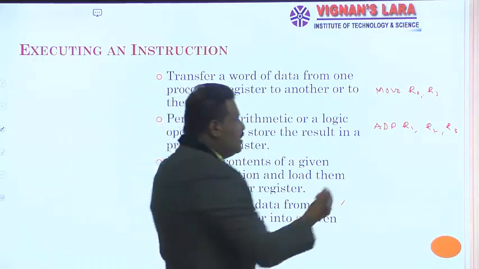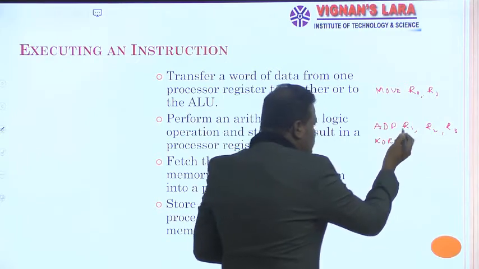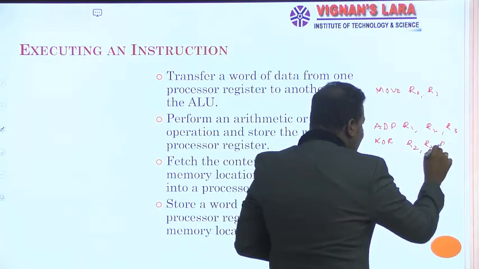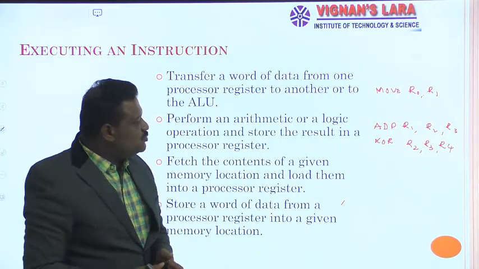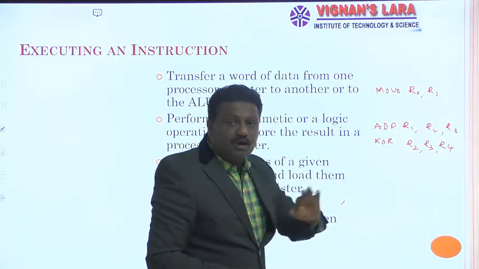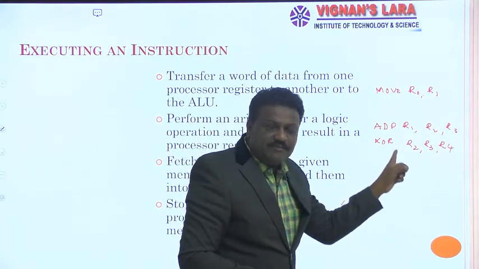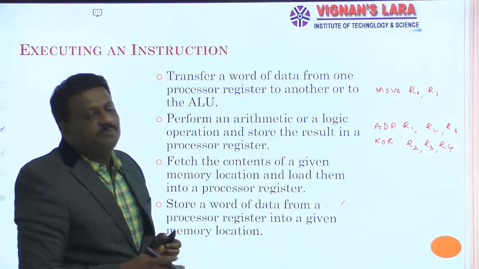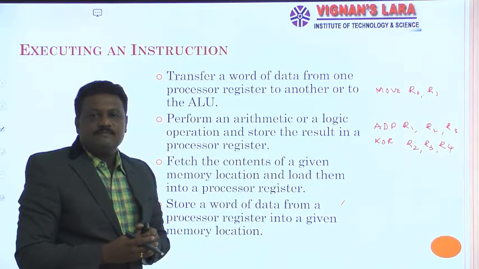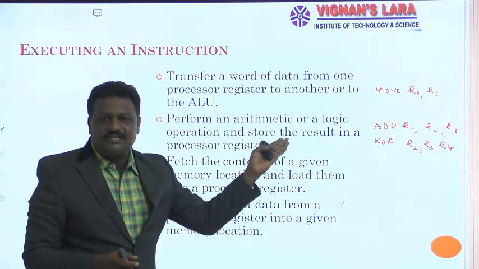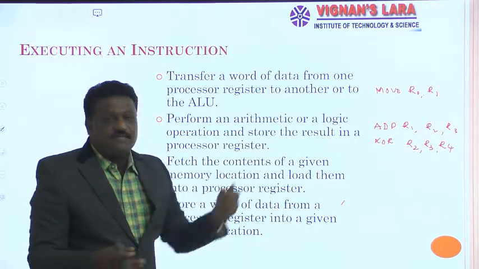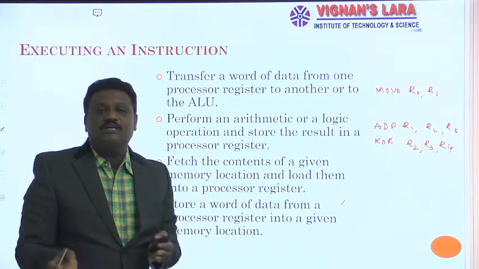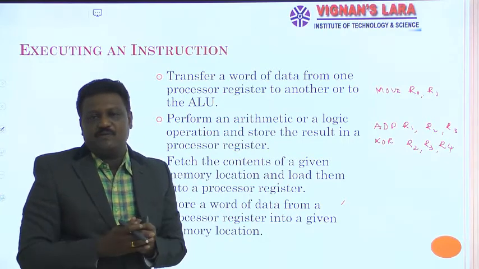Similarly, I can do an XOR operation: XOR R2, R3, R4. The meaning of this one is to do a logical exclusive OR, bit by bit, between the content of register R2 and R3. The produced result is transferred to another CPU register, R4. In execution of the add or XOR instruction, I can do either an arithmetic operation or a logical operation. That purely depends on the instruction I am going to execute.